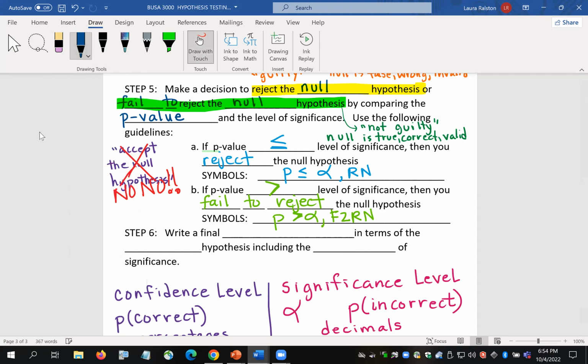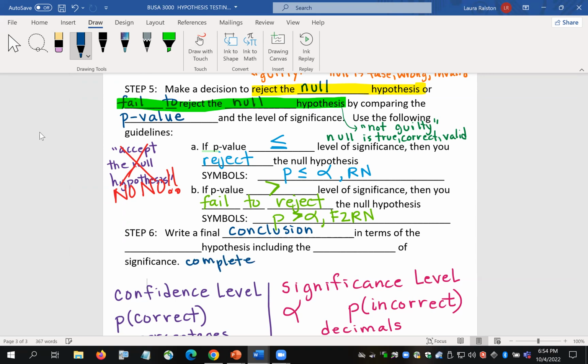The last step then, after you've made that decision about whether you're going to reject or fail to reject, you've got to report it back out. Just like the jury has to come back out and tell the judge what they've decided. So you have to write a final conclusion in complete sentence form.